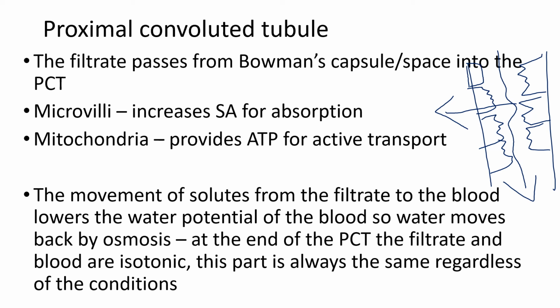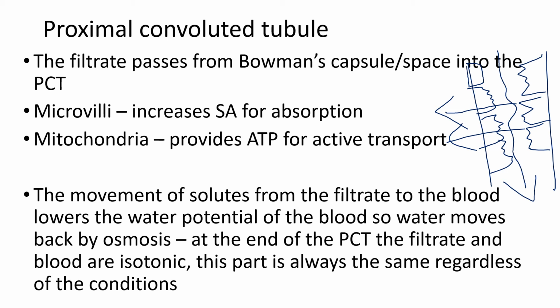And obviously that's going to require active transport, and so you need mitochondria. Now if you move the solutes, then the water will follow. So water will be reabsorbed by osmosis. Now, the volume of water that is reabsorbed in the proximal convoluted tubule is about 60 to 65% of the water that you filter out. It is reabsorbed in that first part, in that proximal convoluted tubule.